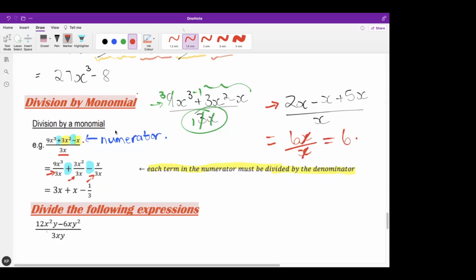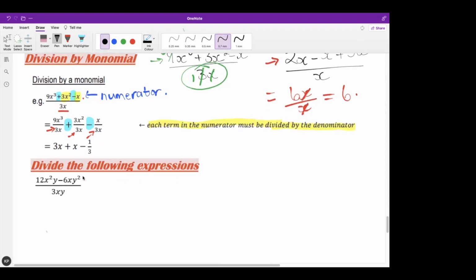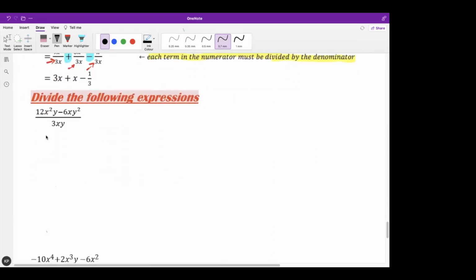But in this case, do we have like terms? I have a 9x cubed plus 3x squared minus x. Are those like terms? No, so you can't add them. So you have no choice but to put each of them over the denominator. Let's do an example. You guys are awfully quiet, so I feel like you might be confused, but let's see.